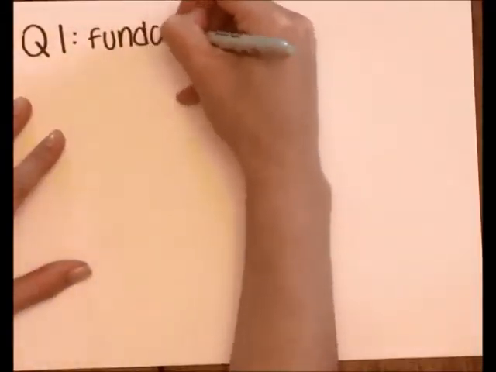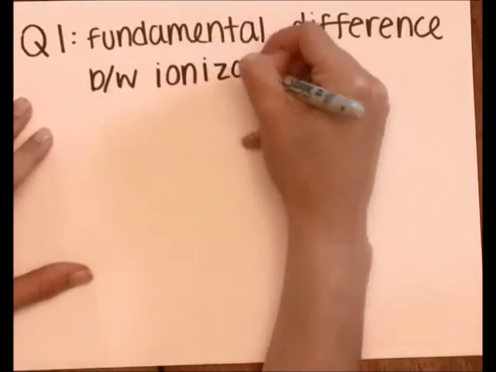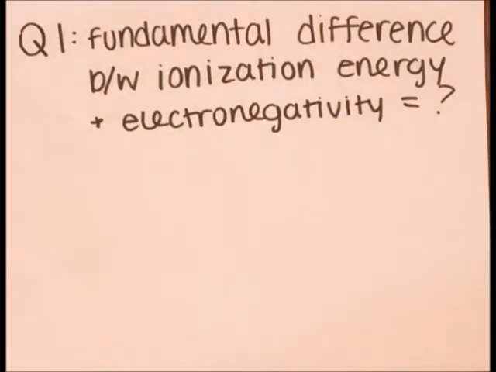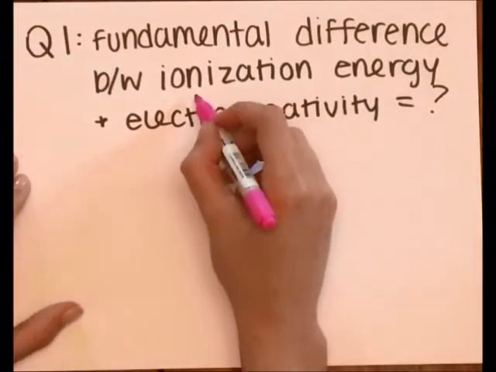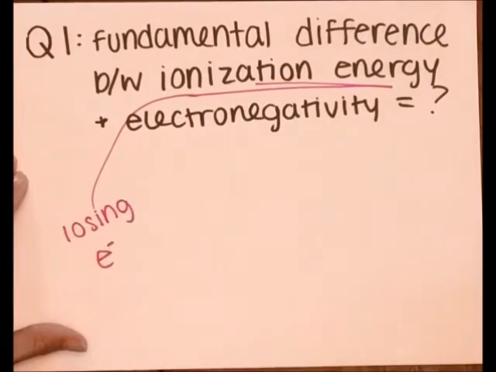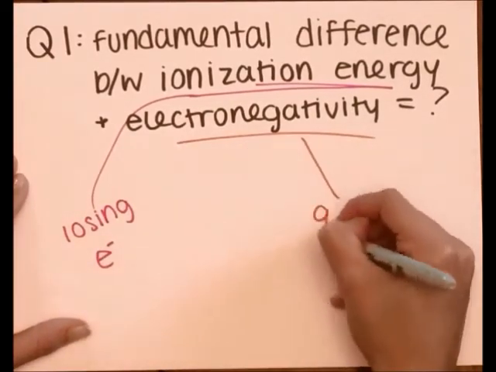Question 1. What is the fundamental difference between ionization energy and electronegativity? Go ahead and pause the video to figure this one out. Okay, this one's pretty short and simple. Ionization energy is associated with losing electrons, while electronegativity is about gain.